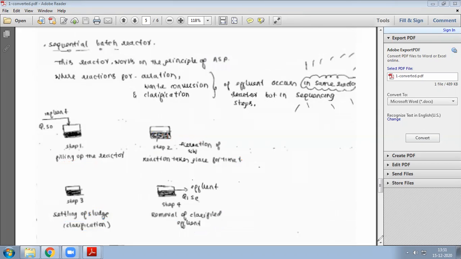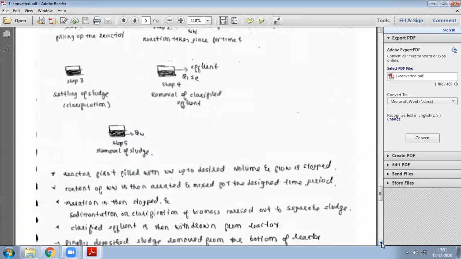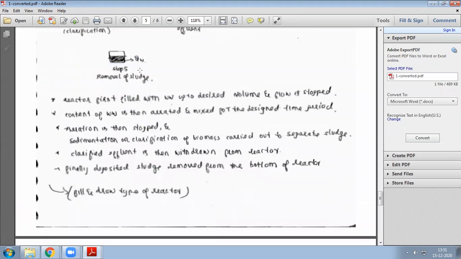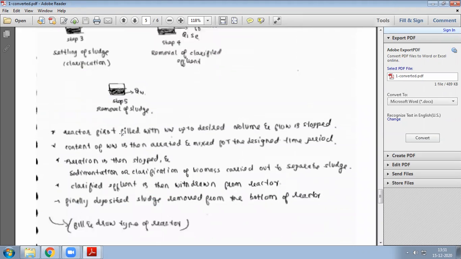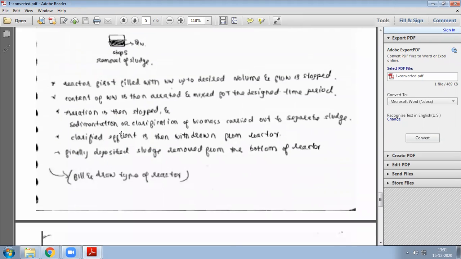Okay. So one more we have, the moving bed biofilm reactor. I think I covered the removal of sludge: the clarified effluent they'll remove, and the sludge also they'll remove. So all the steps they have written here. I'll just say in words what happens there. See this, I'll just read this once.